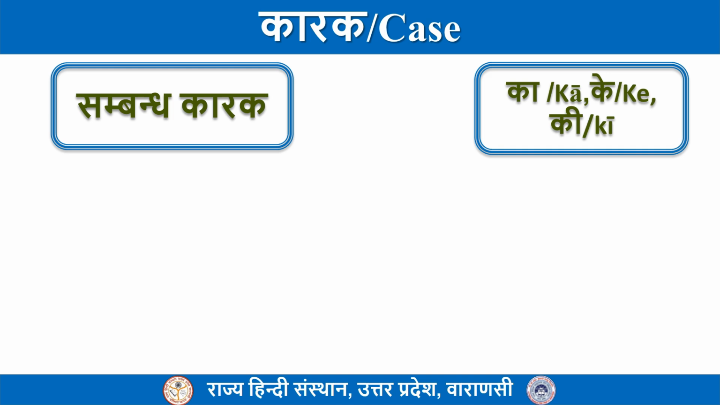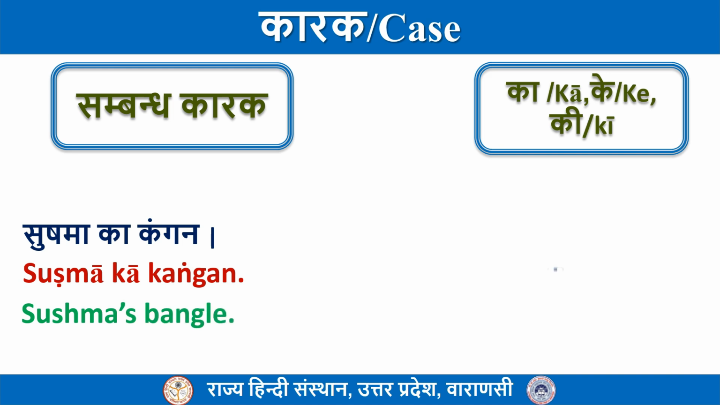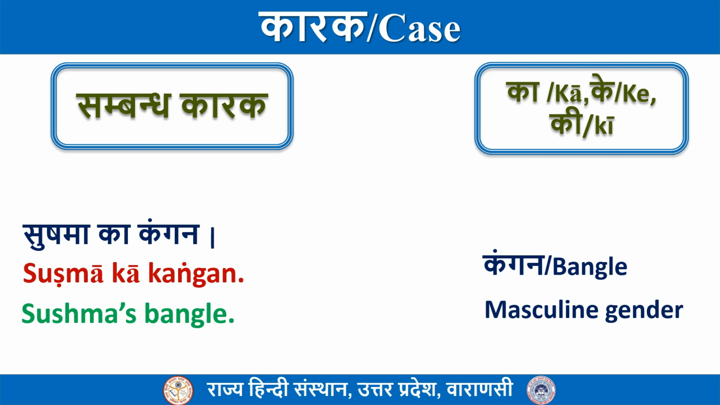Let's see how. Sushma ka kangan. Sushma's bangle. Here, the noun kangan or the bangle being possessed is of masculine gender. So we are using the word ka. Next example.